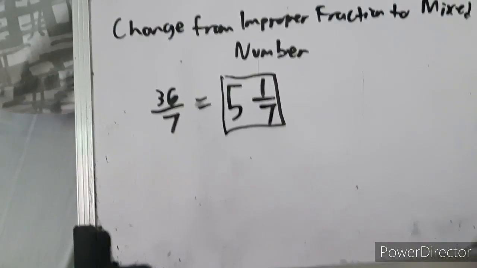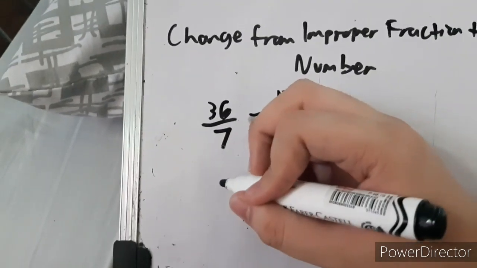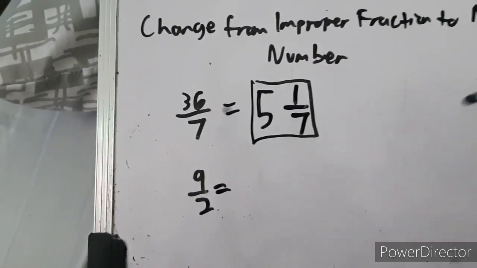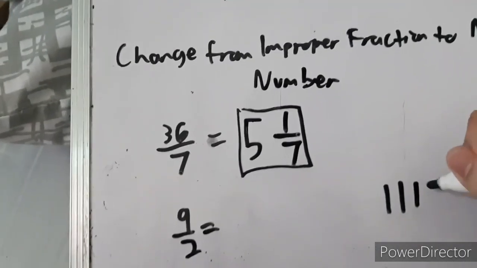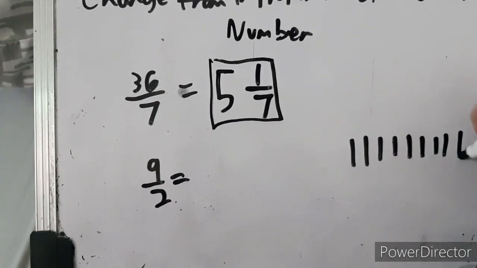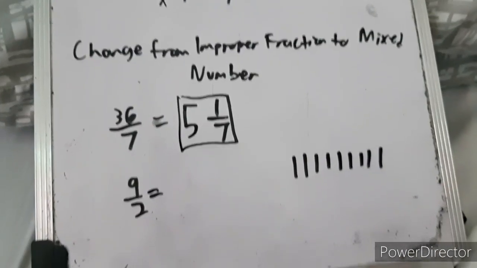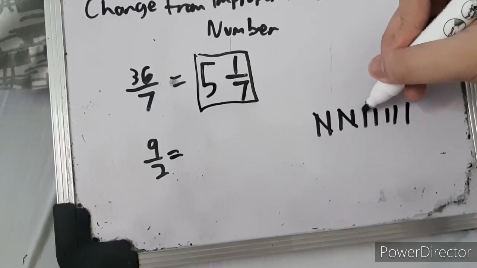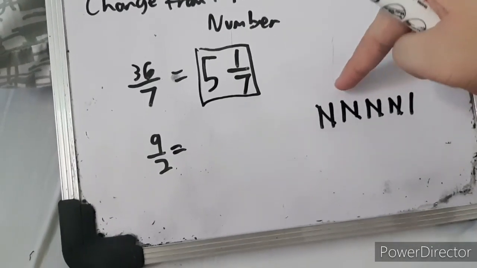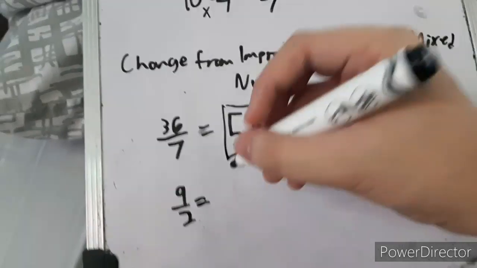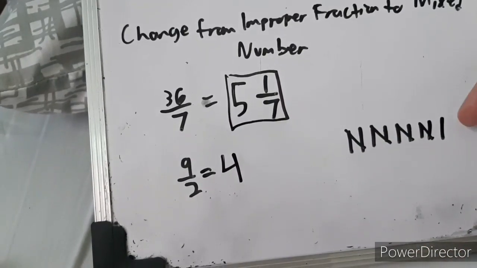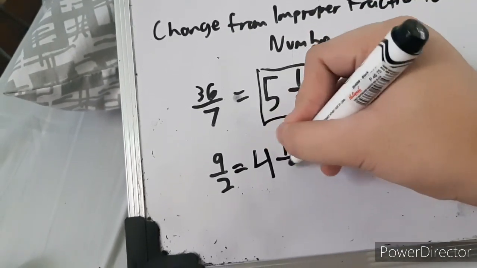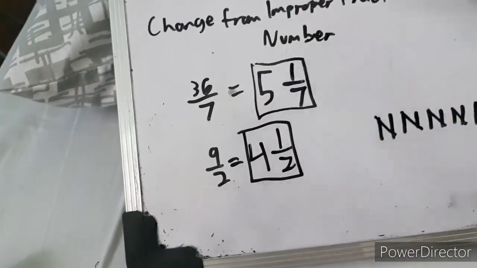And then, another example is 9 over 2. So, lalagay kita ng lines para matandaan mo. So, ilan 9 sa 2? So lalagay ito daw. 1, 2, 3, 4. So, 4 is the whole number. And then, ano matitira sa 9? 1. So, lagay mo 1 and then 2. So, ang final answer is 4 and 1/2.